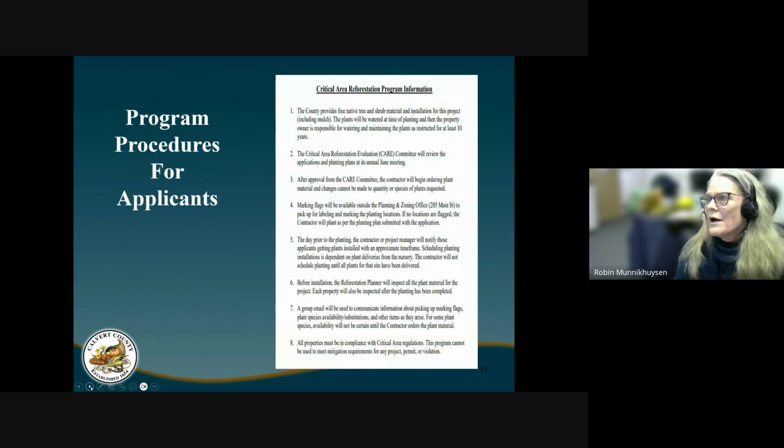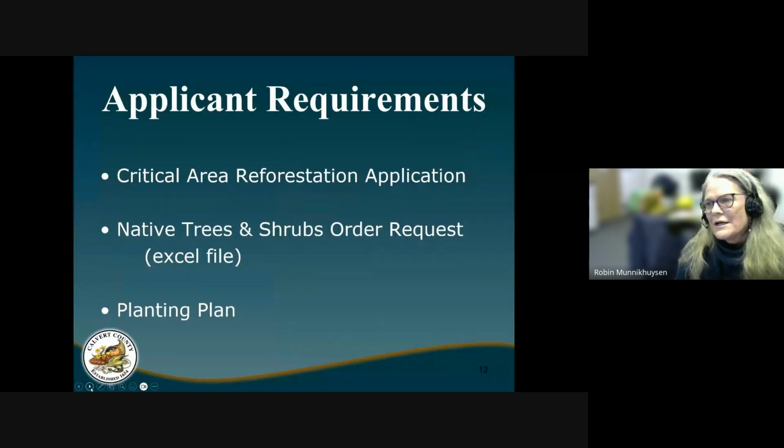Okay, let's move on. The applicants: there are a lot of repeat applicants because there are quite a few large areas on private property that people want to convert into native plants and get rid of their lawns. And this just goes over the process so they know what to expect. And this is what's required, an application.